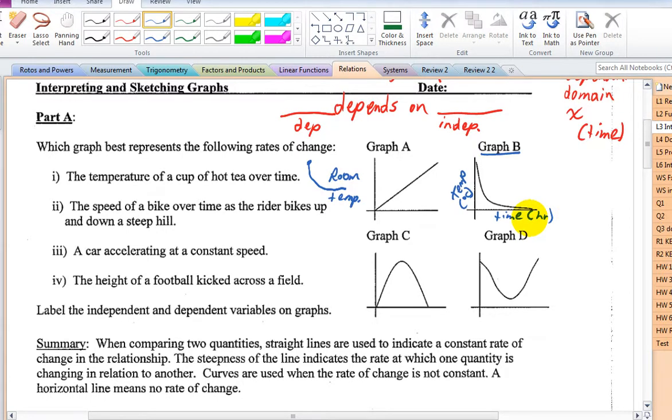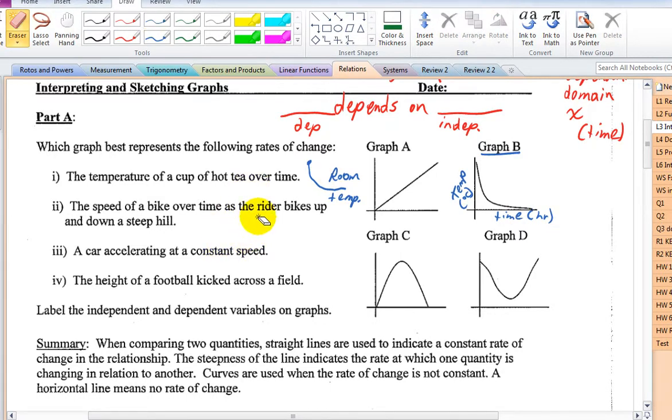Next one, the speed of a bike over time as a rider bikes up and down a steep hill. So when you're at the bottom of the hill, what's happening? When you go up a hill, do you stop your bike, or what do you do? Go fast. Go fast, right? But then as you start going up the hill, what's going to happen to your speed? It's going to decrease because you're going uphill. And eventually you reach the top and it kind of plateaus, and then you start going down the hill, and what happens? Your speed increases.